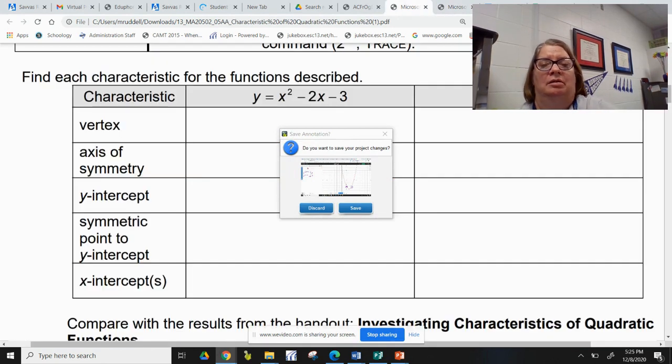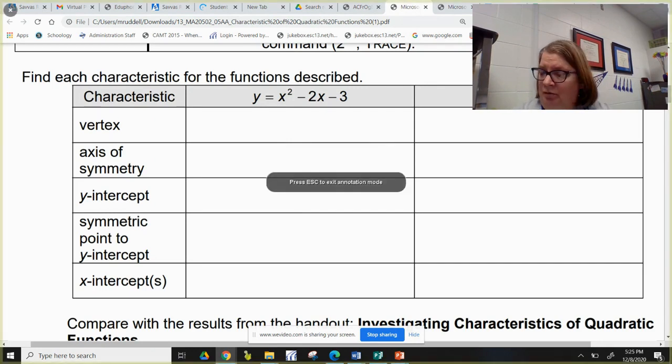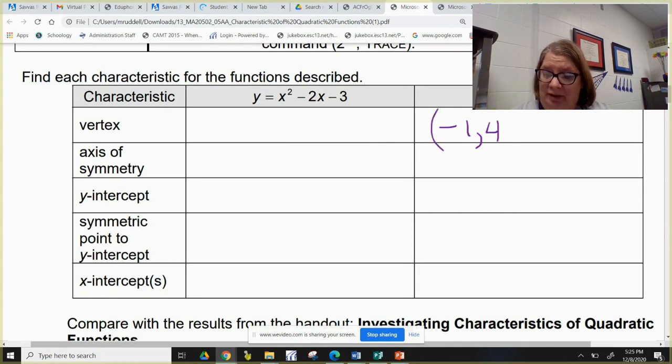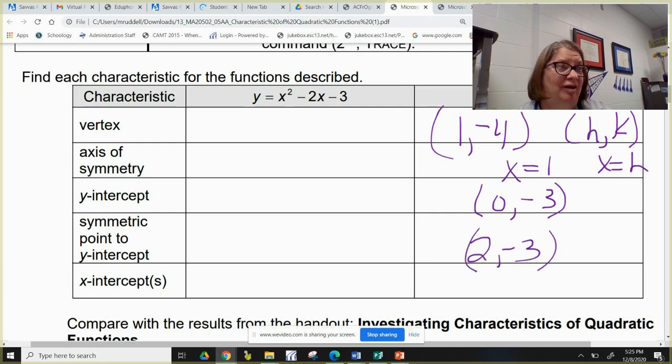That's the key. Okay, so for this vertex form, we had the vertex of -1, 4, and I'm sorry, I got that backwards. It's 1, -4. And we got that from our H and our K. And then the axis of symmetry was x equals 1. That's always going to be x equals whatever your H is. And then we got the y-intercept is 0, -3. We looked at the graph and found the point symmetric was 2, -3. That's easy to find from the graph or the table. X-intercepts again from the graph or the table, -1, 0, and 3, 0.